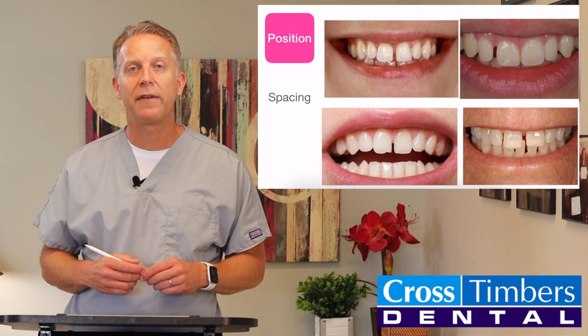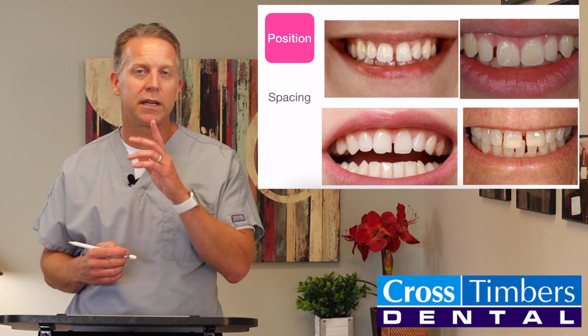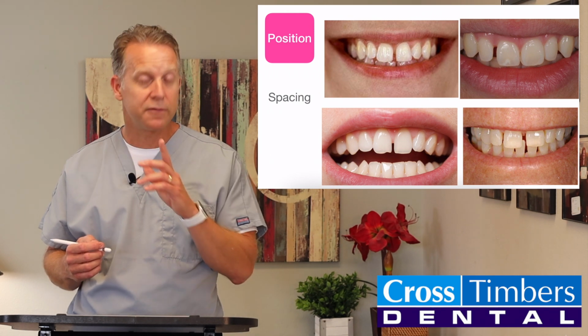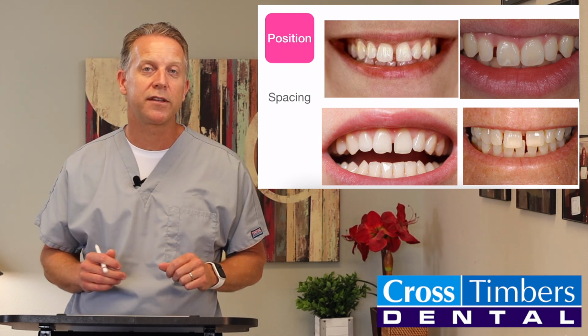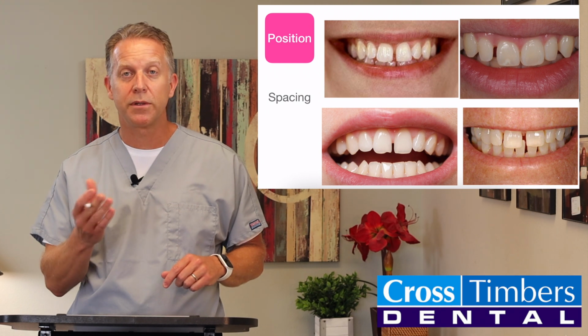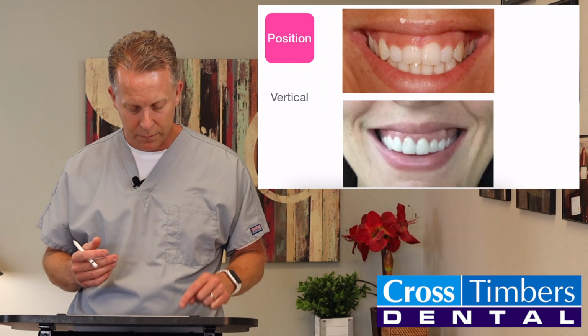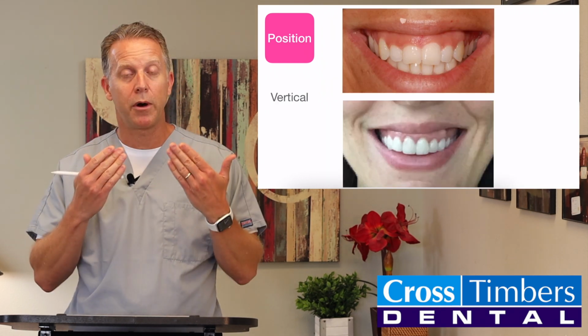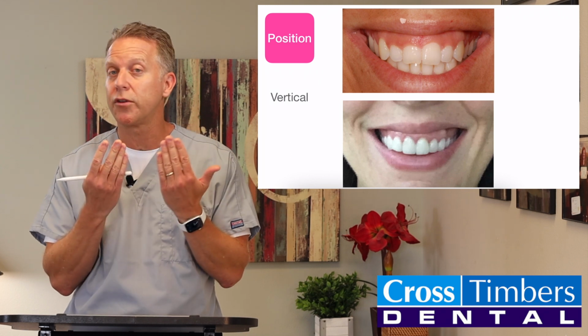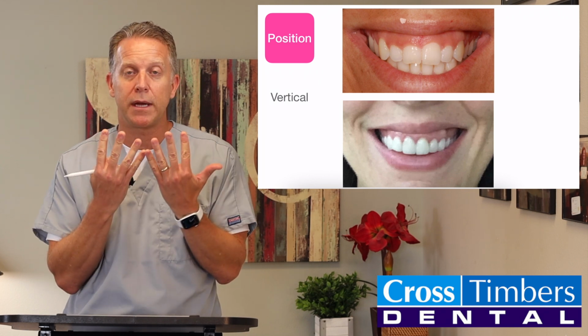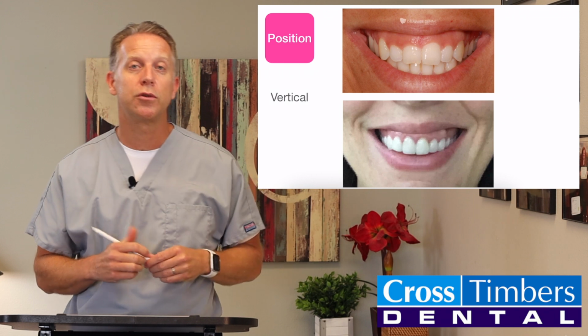Here's an example of people who have spaces between their teeth. You've probably seen this a lot, and this is a very easy fix. We'll talk about the fixes in just a moment. But the position of the teeth can also have some vertical components. With the crowding, it was more of a horizontal issue, where the teeth are either too crowded or too spaced. But we can have some vertical issues as well.